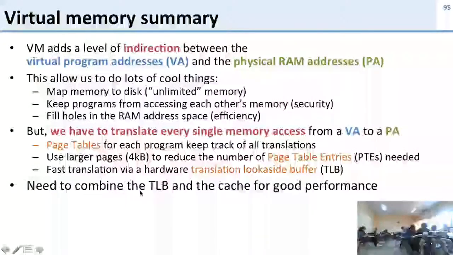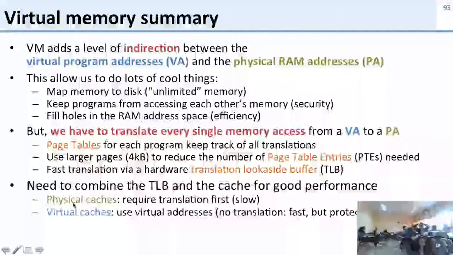So we also saw how we need to be able to work with the TLB and the cache together for good performance. We saw 2 basic caches. There was the physical cache. So the physical cache has a physical address into the cache, which means we have to do the translation first. So we have to wait for the TLB before we can access the cache, and this is slow.